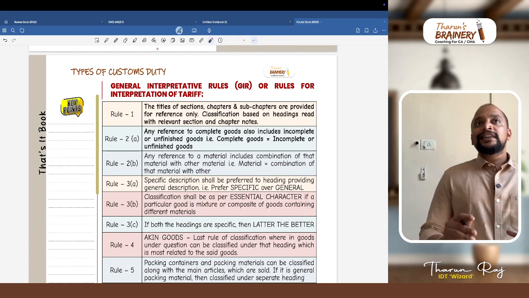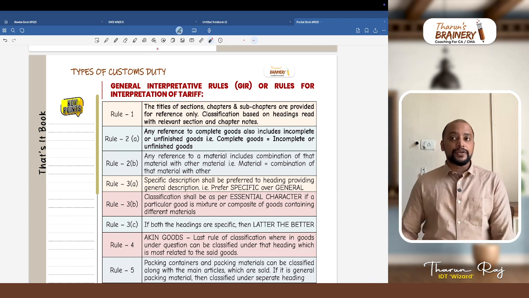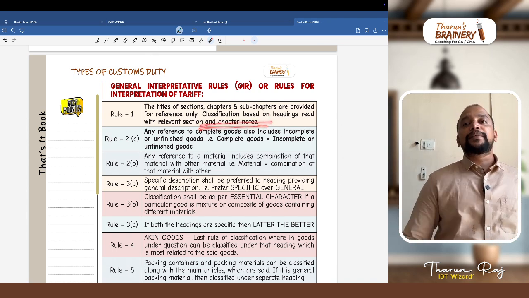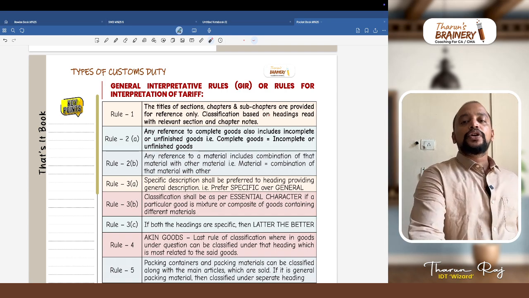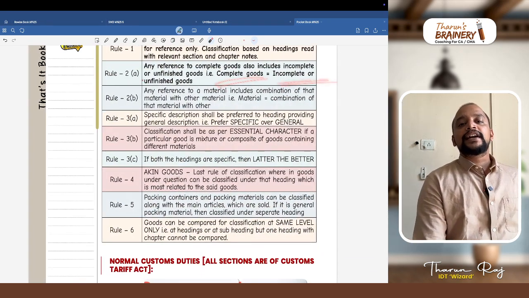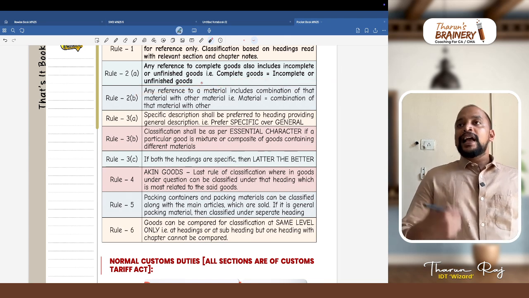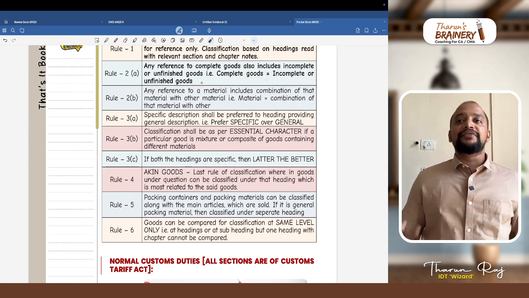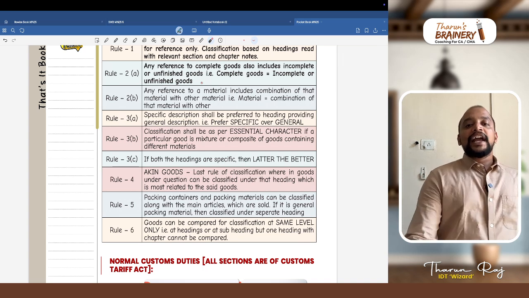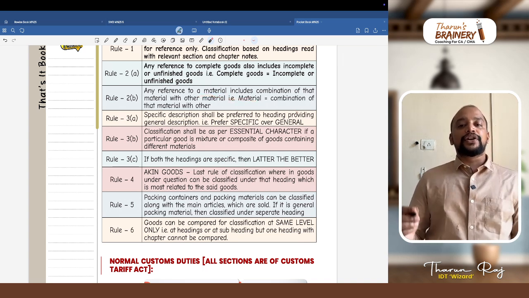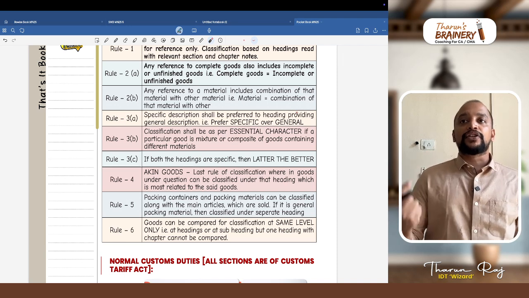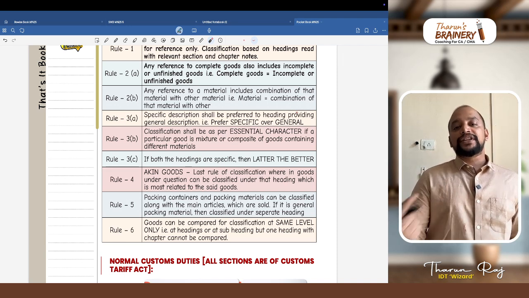Rule 1 says that the titles of sections are for reference only. For the purpose of classification, we need to read the chapter notes and then decide. Rule 2a says any reference to complete goods also includes incomplete or unfinished goods. For example, you are importing a car without tires, it should be classified along with car. And 2b, any reference to a material includes combination of that material with other material. Example, you are importing an article of gold with copper, then it should be classified along with copper.